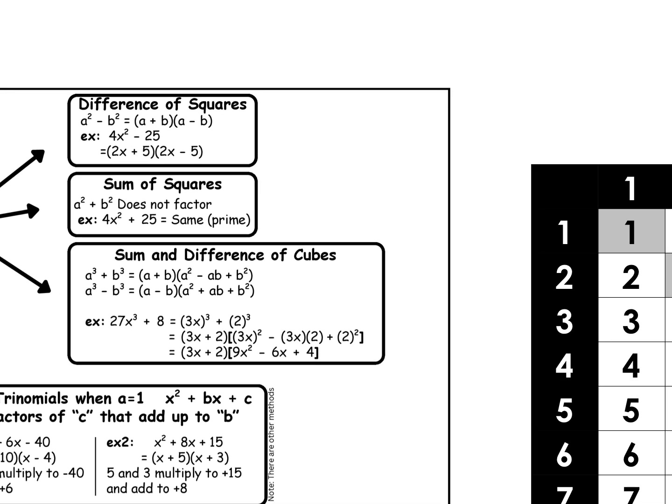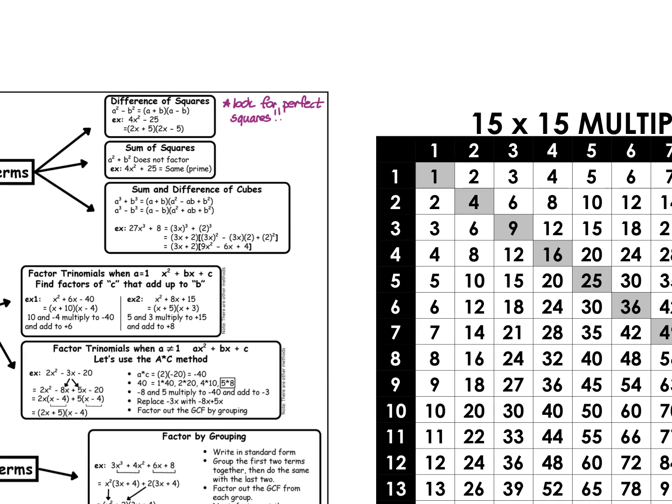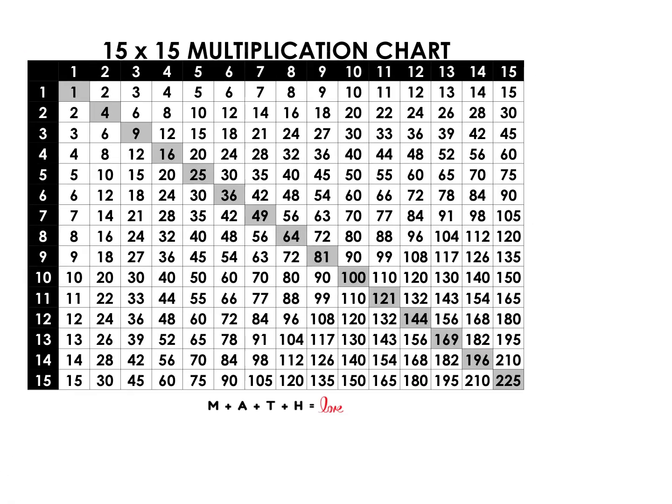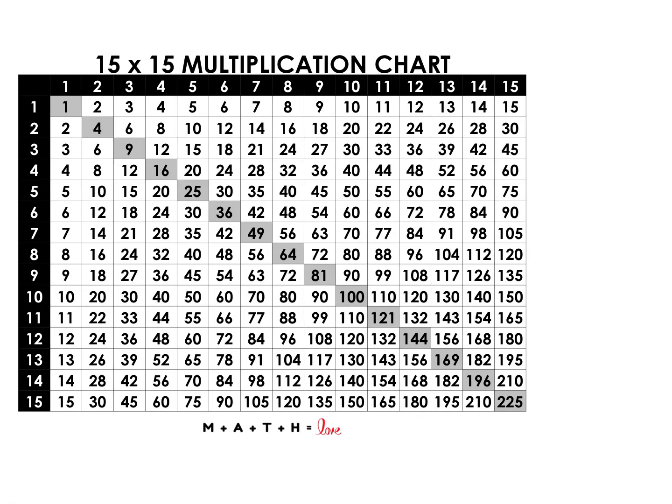So once we've factored out the GCF, we need to look to see if it's a difference of squares. Okay, so what's a perfect square? Well, a perfect square is just a number that you get when you have a number and you multiply it by itself, or you square it. So for instance, this multiplication chart highlights all the perfect squares. So 2 times 2 is 4. 4 is your perfect square. 3 times 3 is 9. 9 is your perfect square. 4 times 4 is 16, and so on. So all of these right here are our first 15 perfect squares.